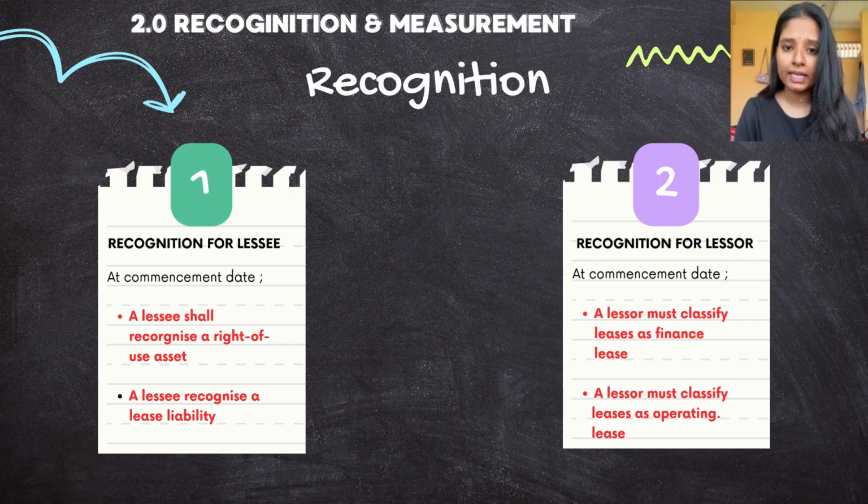Now, let's look at the recognition for the lessor. At the same commencement date, the lessor must classify the lease in one of two ways, which is finance lease or operating lease. Finance lease, if the lease transfers substantially all the risks and rewards of ownership of the asset to the lessee, the lessor must classify the lease as a finance lease. If the lease does not transfer substantially all the risks and rewards of ownership, it is classified as an operating lease. This classification of the lease will affect how the lessor recognizes income and expense in their financial statement.